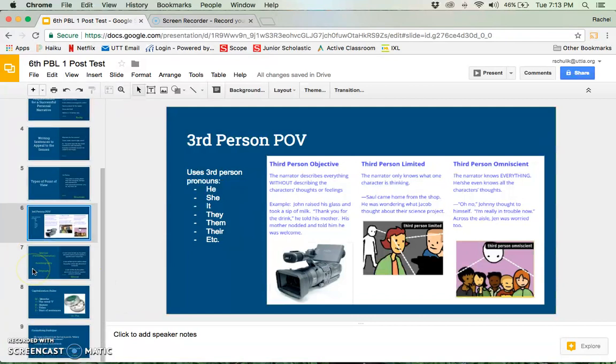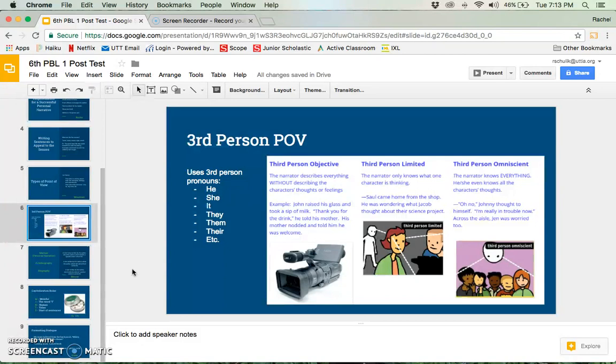Alright, then we move on to third person point of view. When you are reading something written in third person point of view, the key words you're going to look for are words like he, she, it, they, them, and their. Those are the third person pronouns to look for. There's 3 different types of third person point of view. The first one is third person objective.